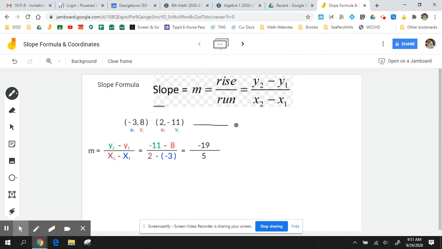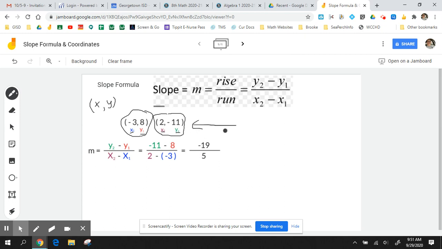What I mean by that, if you look over here at this example, we have two coordinates. The first coordinate, -3, 8, is labeled with an x1 and a y1. The ones just mean it's our first coordinate. That is our x1, which is -3, and our y1, which is 8. Remember that it's x comma y, everything comes first with x in our coordinate. The second coordinate is labeled x2 and y2, so x2 would be 2 and y2 would be -11.